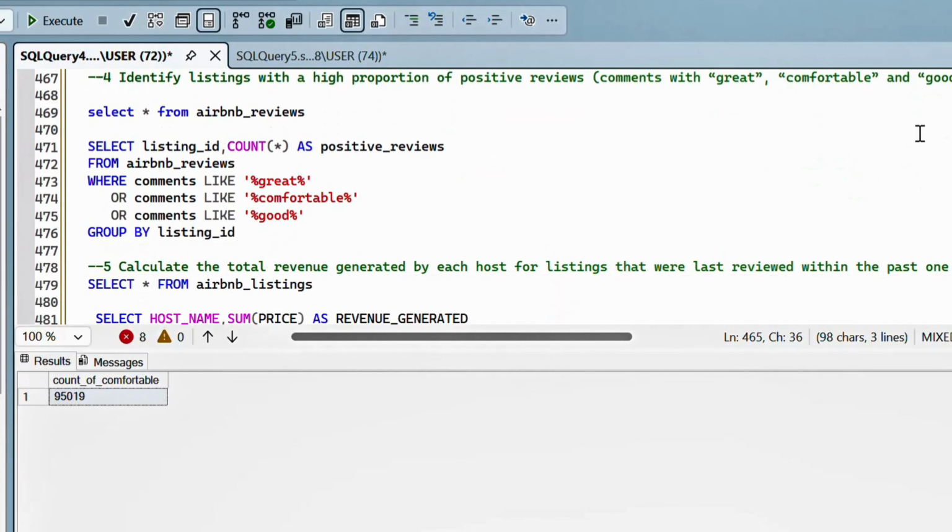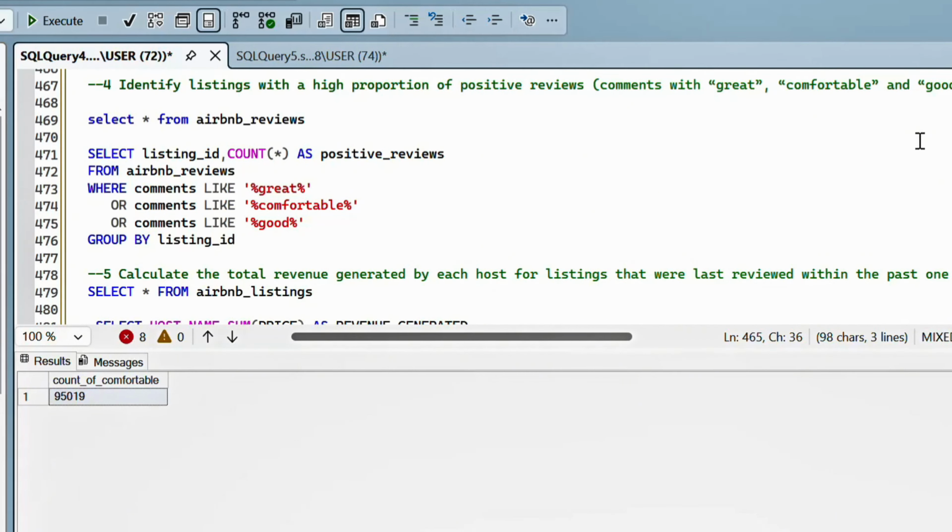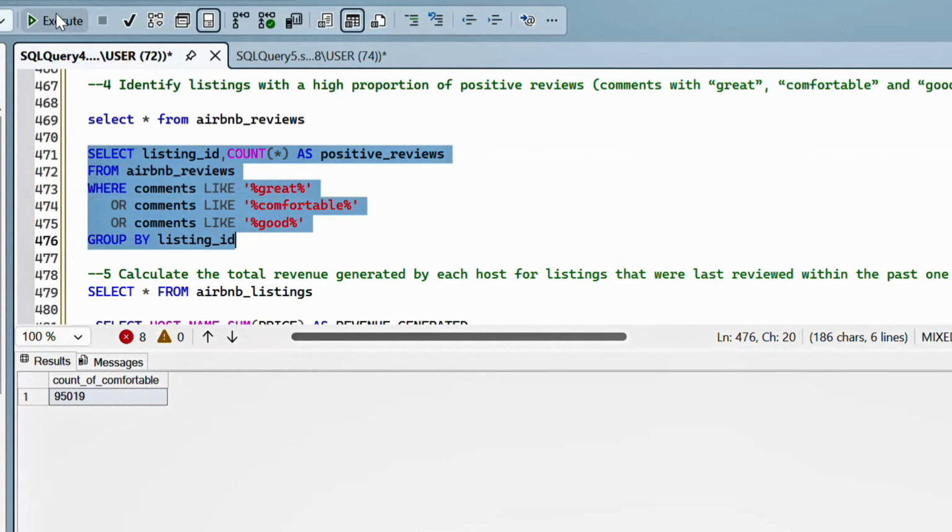So good. We'll move to the fourth question, which is identify the listing with the highest proportion of positive reviews. In this positive review, that has great, comfortable and so on. What I did here, still using my wildcard, was count all the reviews. Then I listed where these comments have great, comfortable and good. Then I grouped it by listing ID. Let me run it so that I see what I'm talking about.